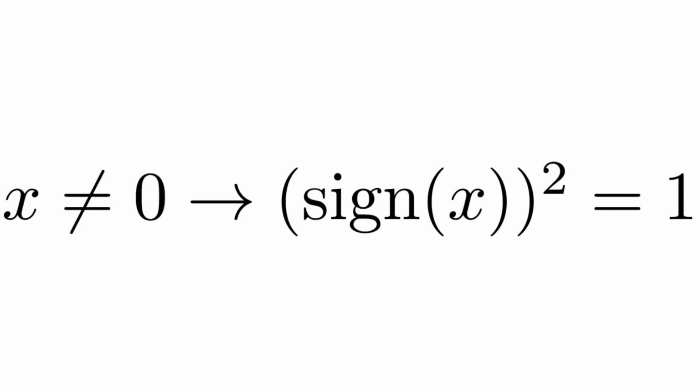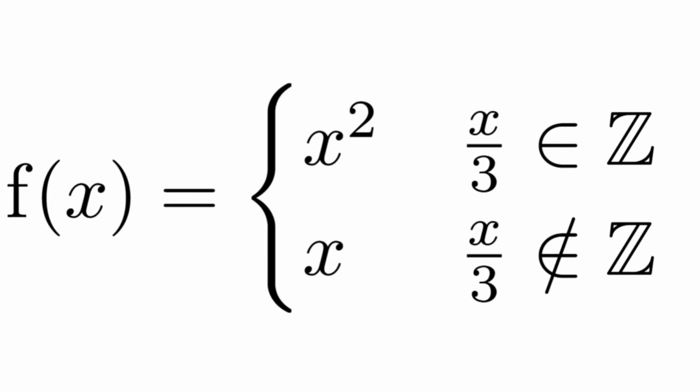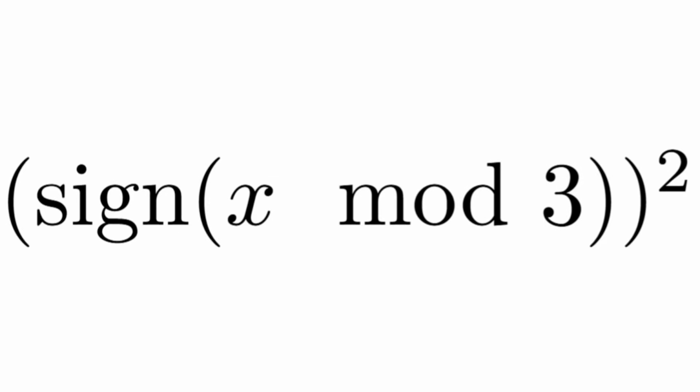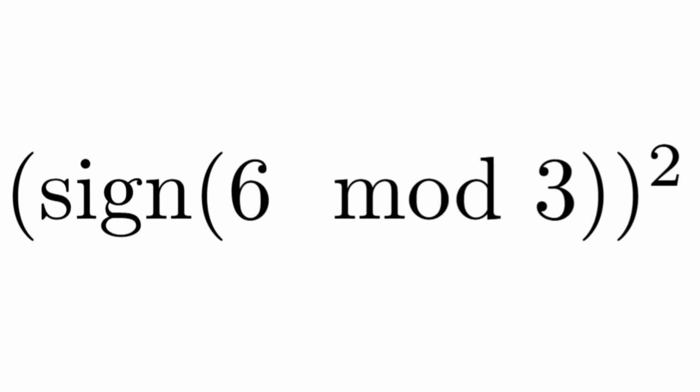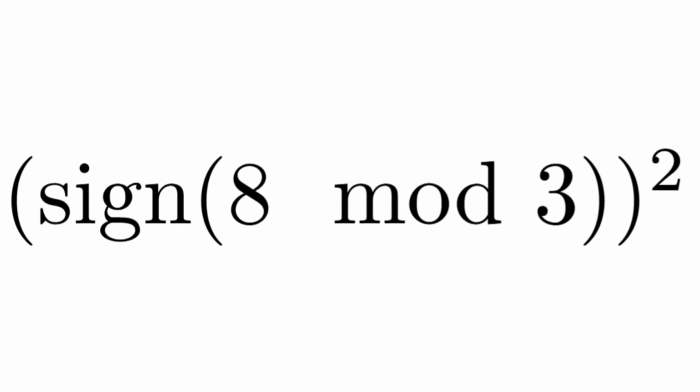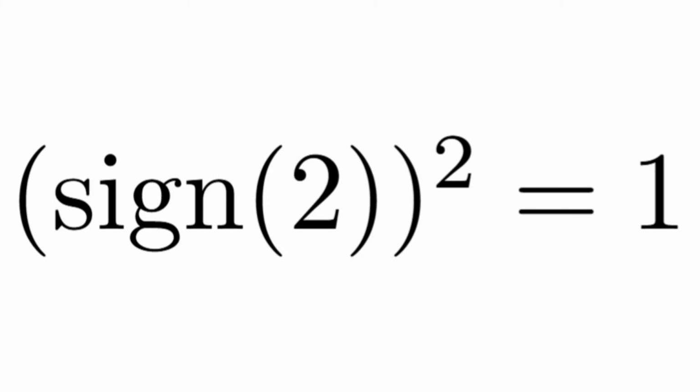For example, let's say we want a function that gives us our input number squared, but only if it's divisible by 3, and just returns itself otherwise. Our condition would be x mod 3, which is slightly wrong as it returns 0 when true, which we need to fix. But we can put that in sign squared, to get sign of x mod 3 squared. This gives us 1 when not divisible, and 0 when it is. For example, with 6, we get sign of 6 mod 3 squared, which is sign of 0 squared, or 0, but for 8, we get sign of 8 mod 3 squared, which is sign of 2 squared, or 1.